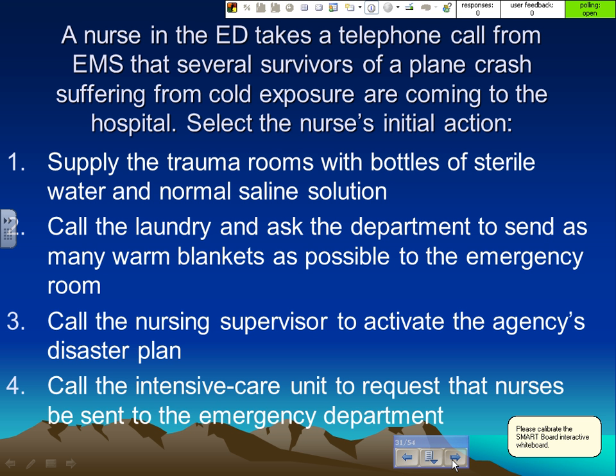So the nurse in the ED takes a telephone call from the EMS that several survivors of a plane crash suffering from cold exposure are coming to the hospital. Select the nurse's initial action. Supply trauma rooms with bottles of sterile water and normal saline. Call the laundry to ask the department to send warm blankets. Call the nursing supervisor to activate the disaster plan. Call the ICU to get nurses sent to the ED.